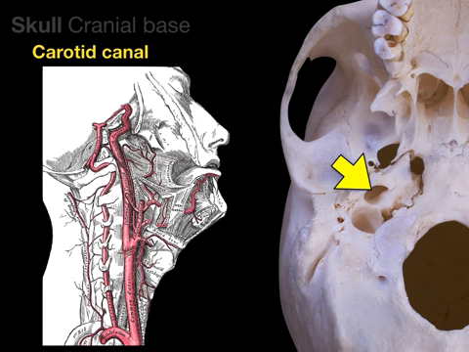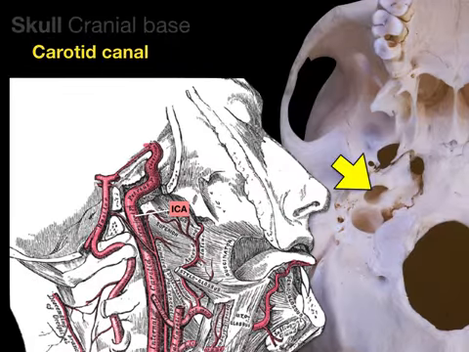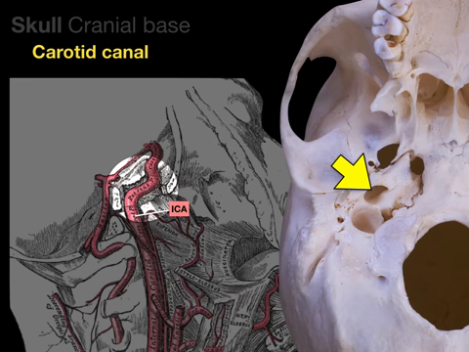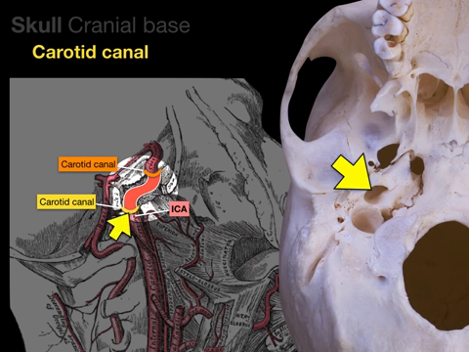Now, the carotid canal. Here we see a lateral view of the neck from Gray's Anatomy, and there's our internal carotid artery. What happens at the base of the skull is the internal carotid artery goes through the carotid canal and then into the cranial vault at the exit of the carotid canal. So, there is the carotid canal. That is its bottom opening, which is where the yellow arrow is pointing.